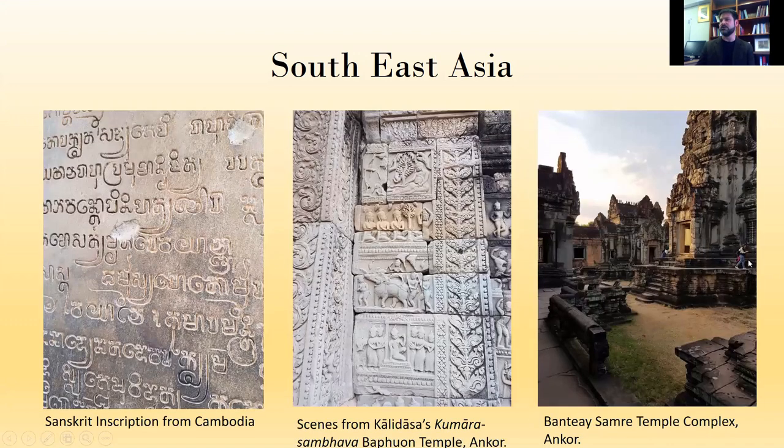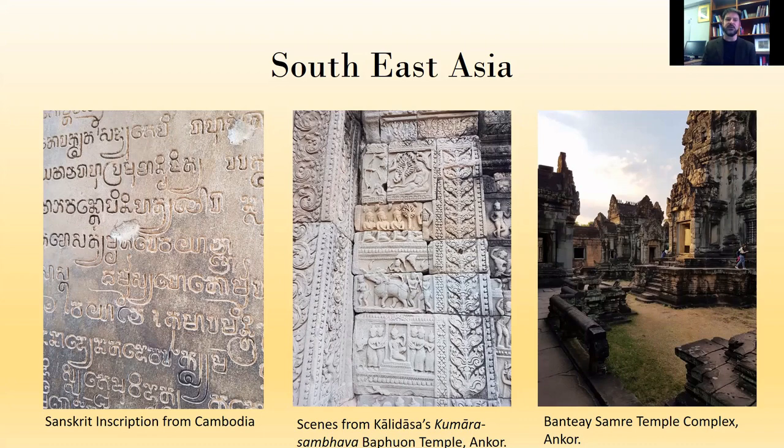So to give a few more examples, this is a wonderfully carved Sanskrit inscription that you would find on the side of a temple wall, for example. This is from a temple in Angkor, near modern day Siem Reap. Angkor Wat is a large temple and temple complex.